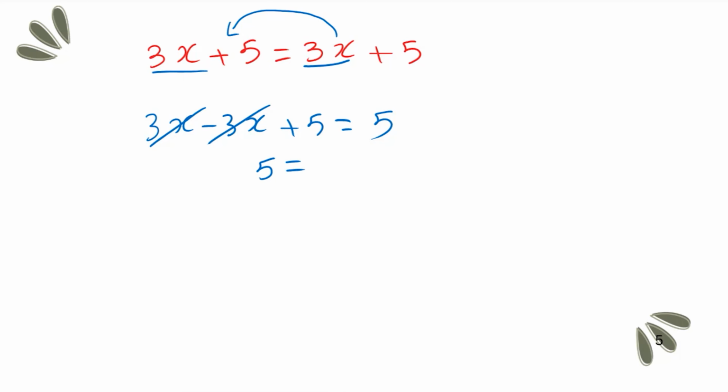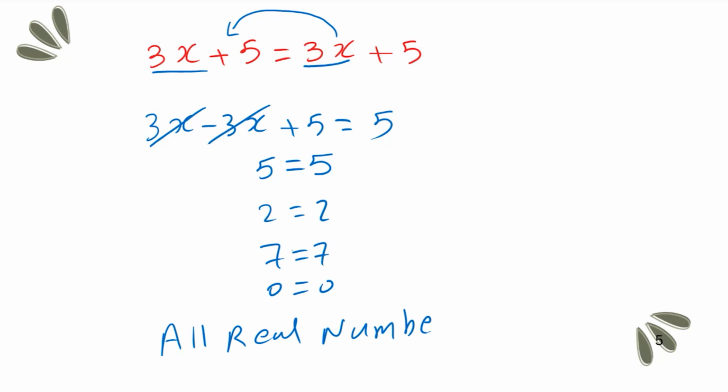5 equals 5. If you have a question like this and the variable is cancelled and you have something logical or correct, like 5 equals 5, 2 equals 2, 7 equals 7, 0 equals 0, we say the solution for this equation is all real numbers. This means if you put any number for x on both sides, for example, put 2 for this x and 2 for this x, and try to check, 3 times 2 will be 6, 6 plus 5 will be 11.